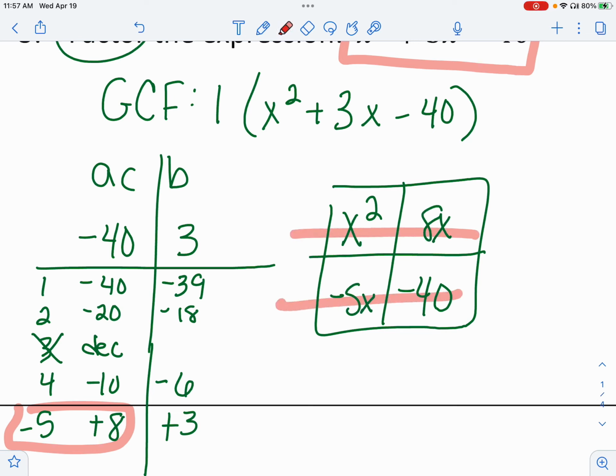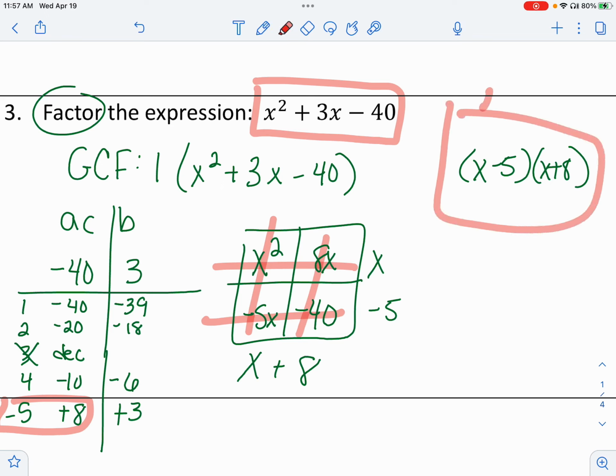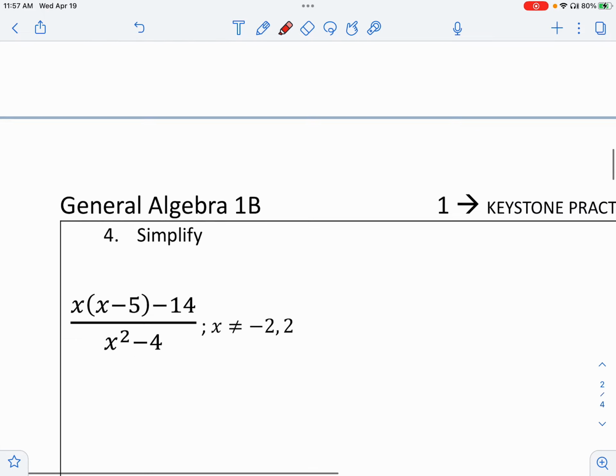GCF here and here are x and negative 5. GCF here and here, x and positive 8. So the factored expression is x minus 5, x plus 8, and our GCF of 1. Just remember the Keystones will not have the GCF of 1 because they just don't put GCF of 1s.